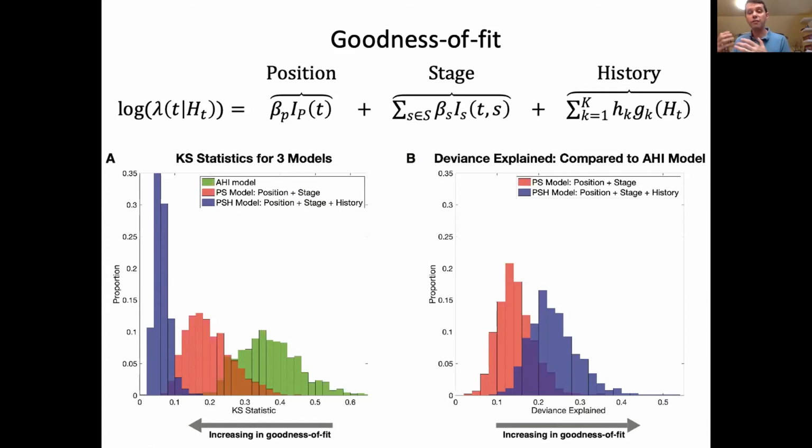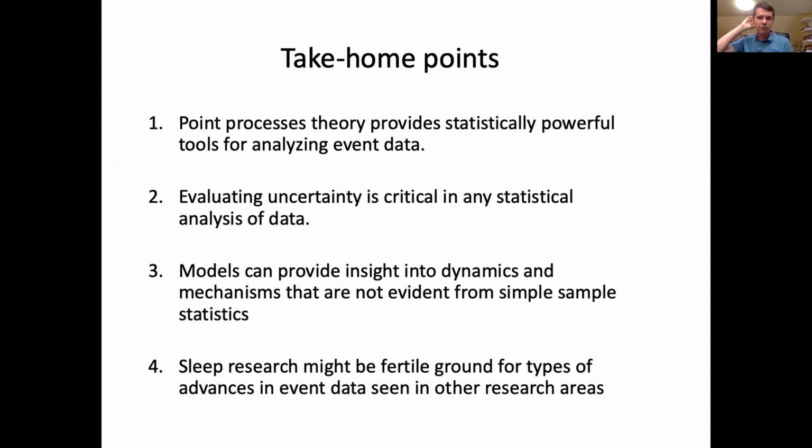Or we can look at things like variance or deviance explained over a constant model. And we can again see this progression of increasingly explaining more and more of the variability or deviance in the data as we add first position and stage, and finally the actual history that allows us to analyze patterns of events. Okay, that's fundamentally what I wanted to say. The take-home points, I think I've belabored quite a bit, but the summary is that these point process tools are very powerful, that they give you for free a whole bunch of tools for evaluating uncertainty and measuring goodness of fit.